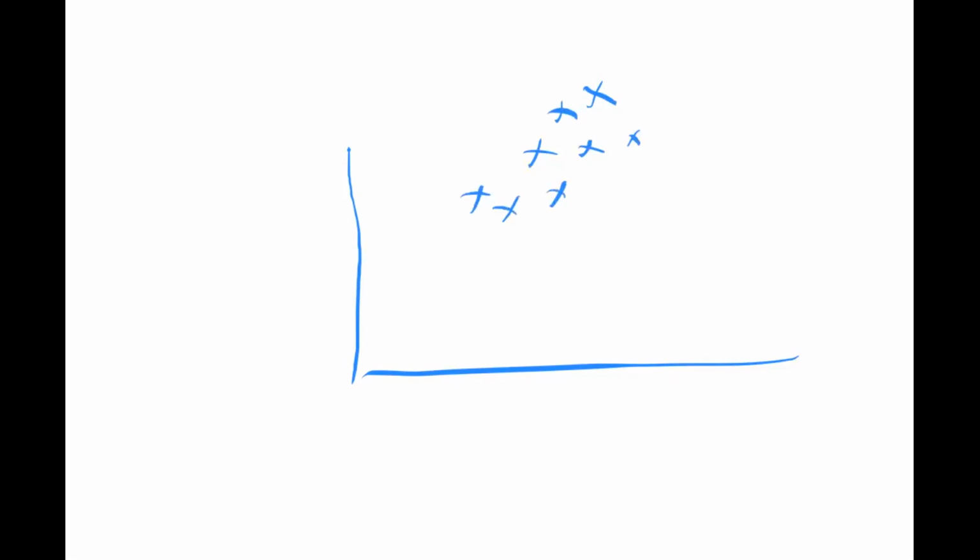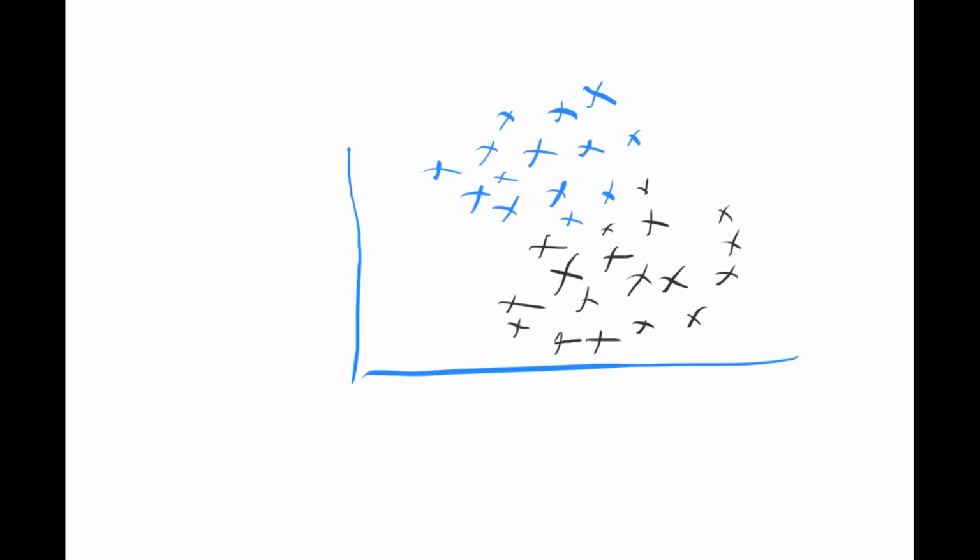So if we have data with 2 dimensions, let's say my data looks something like this. Here it's clear that I have 2 clusters. Just looking at this data, I can build 2 clusters, for example.